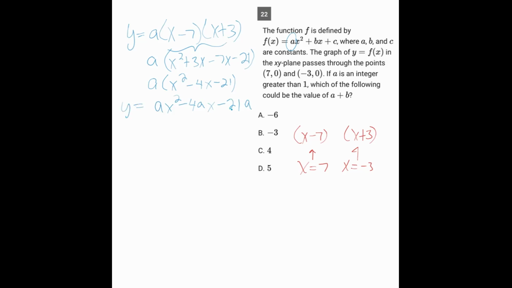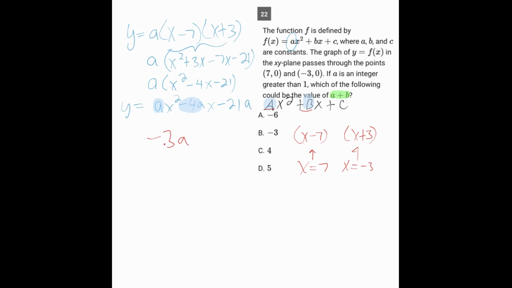Now, this is a quadratic in the format of ax squared plus bx plus c. And we're being asked for a plus b, which means we have this plus this. In other words, for us, this added with this. And one of them is a, the other one is -4a. So if we add them, we'll get -3a. So which of the following could be the value of a plus b, adding these two coefficients? And for us, that looks like -3a.